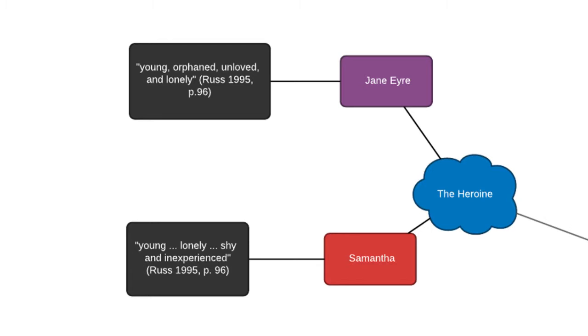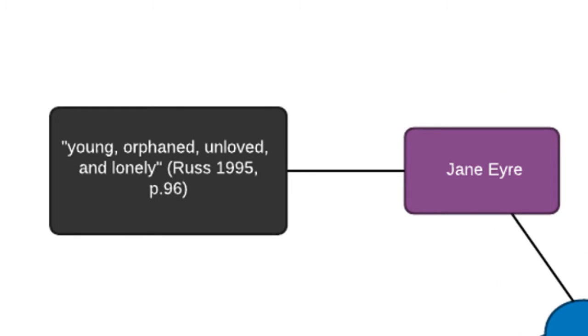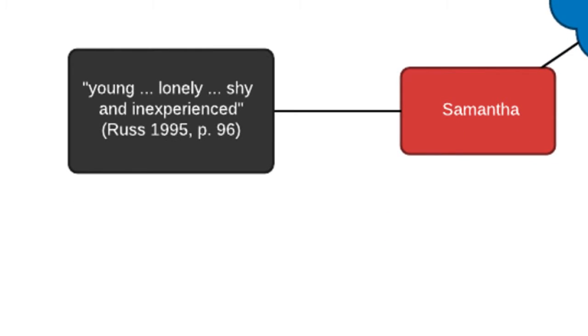Russ's description of the heroine in a Gothic romance outlined the characters of both Jane and Sam in the two texts. Jane is young, orphaned, unloved, and lonely, and matures into the ethical and independent woman she is well known to be by the end of the novel. Sam does not noticeably fulfill these conditions. However, she is young, lonely, shy, and inexperienced. While she is not an orphan, her parents are detached, and she expresses feelings of isolation in her journal.